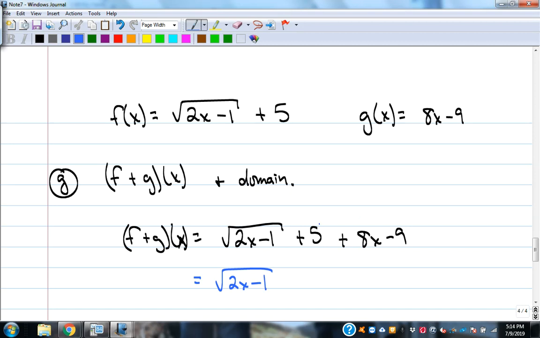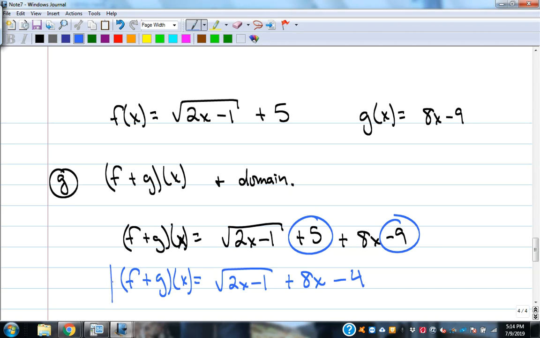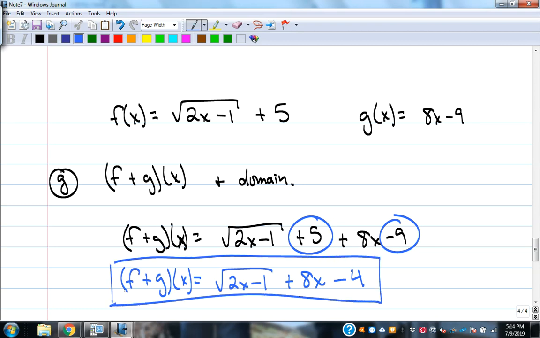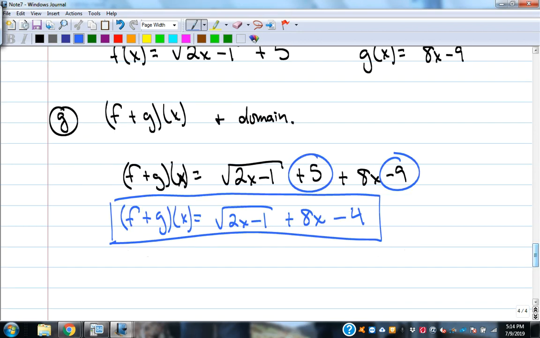And then we've got like terms right there. We've got 5 and negative 9. They can go together. So I'm going to put plus 8x and then minus 4. 5 minus 9 is negative 4. And there would be my addition of those two functions. Now, the domain of that, where does the restriction come from on the domain? What do we have to take care of?